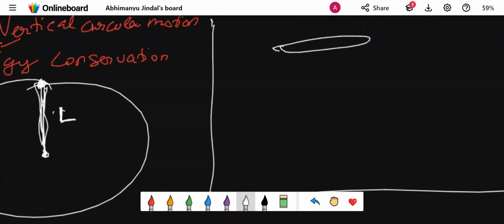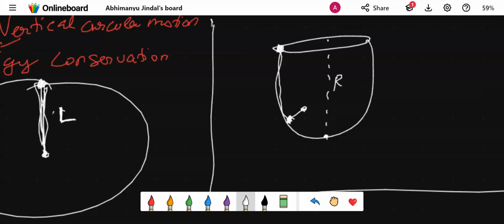Let's say this is a container, and let's say this is radius r. This is a hemisphere, and here it was at rest initially, and now somewhere here it is right here, and this is the normal force. This right here is mg, and this is the velocity v of it. Okay, and this is the reference position. I'm taking this as reference position.